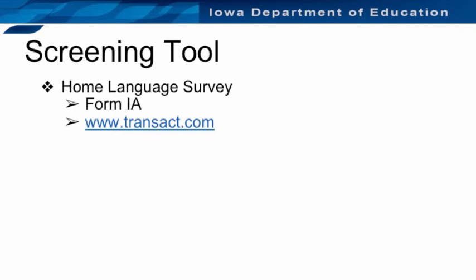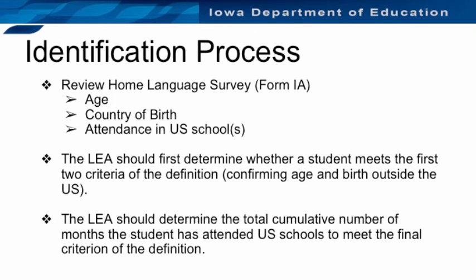The appropriate screening tool to start the screening process is the Home Language Survey. The Home Language Survey can be found on Transact, as noted in the slide, and it must be Form IA for Iowa.